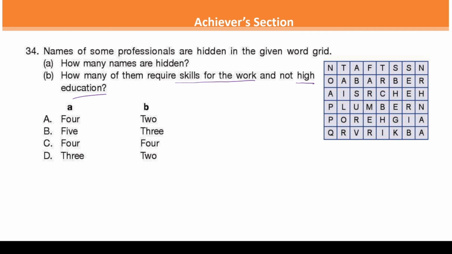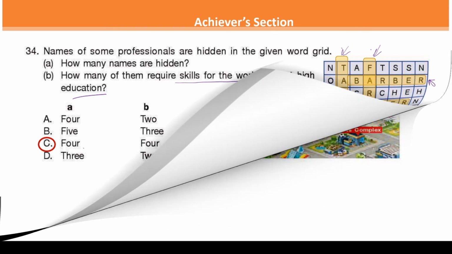Well, the professions that I found were these: tailor, farmer, barber and plumber. Tailor is the one who stitches, farmer is the one who grows crops, barber is the one who cuts your hair, and plumber is the one who fixes your taps. Now all of these are skill based, so option C is the right answer, where 4 professions are found and all of them require skills and not high education.